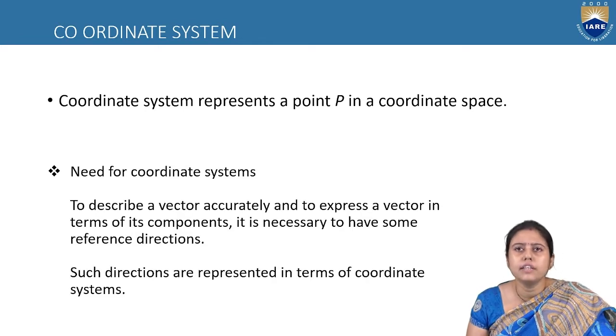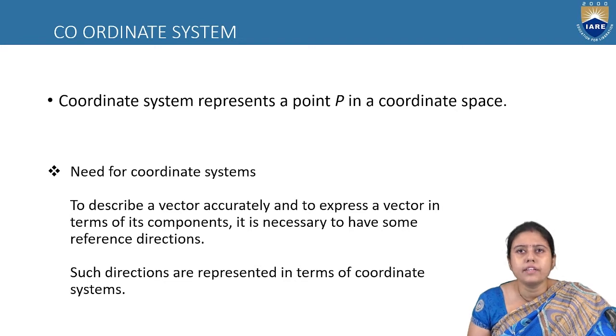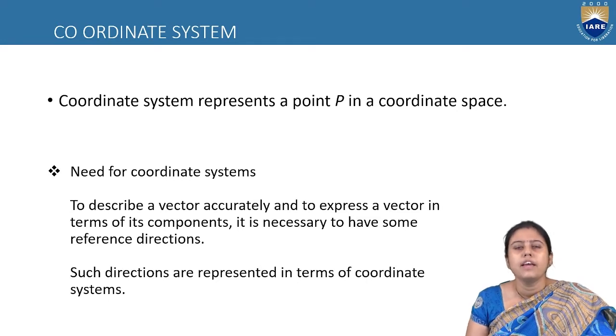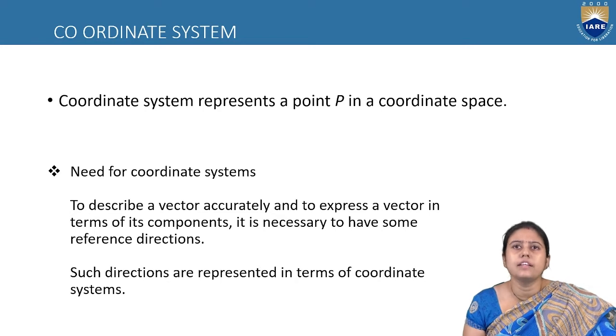So what is the need for the coordinate system? To describe a vector accurately and to express the vector in terms of its components, it is necessary to have some direction, and this is the need for the coordinate system. Such directions are represented in the coordinate system.